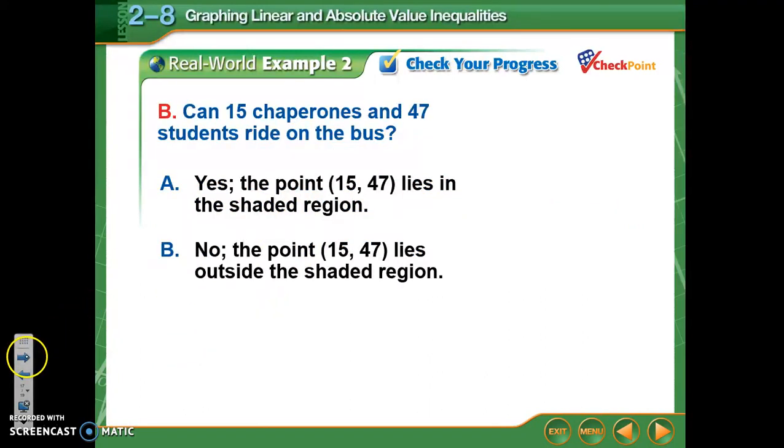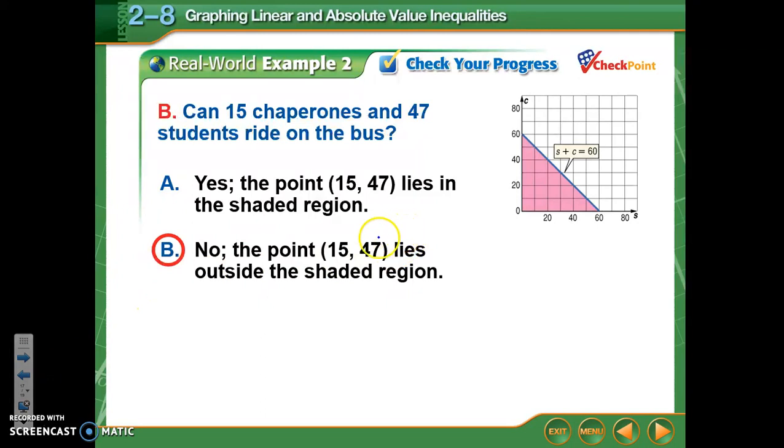And try this one. You should have answered B. If you plugged this point into your original inequality, you would have seen that it did not make it true. And it's easy to see because 15 plus 47 is bigger than 60, larger than 60. And so it would obviously not work. That amount of chaperones and students could not ride on the bus.